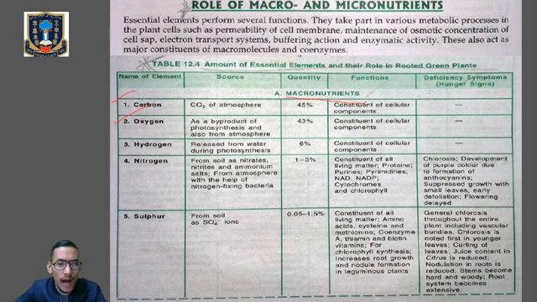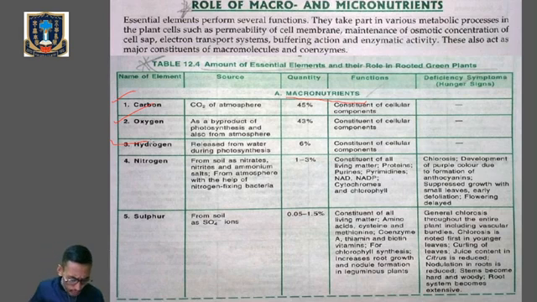Then the third one is hydrogen. The source of hydrogen is water, from which it is released during photosynthesis. So during photosynthesis, hydrogen is released from water. Okay, so here you can see that during photosynthesis, oxygen and hydrogen are being released. The quantity of hydrogen is nearly 6%, and its function is that it is also a constituent of cellular components. So here is a simple idea about the sources, quantity, and functioning of carbon, oxygen, and hydrogen.